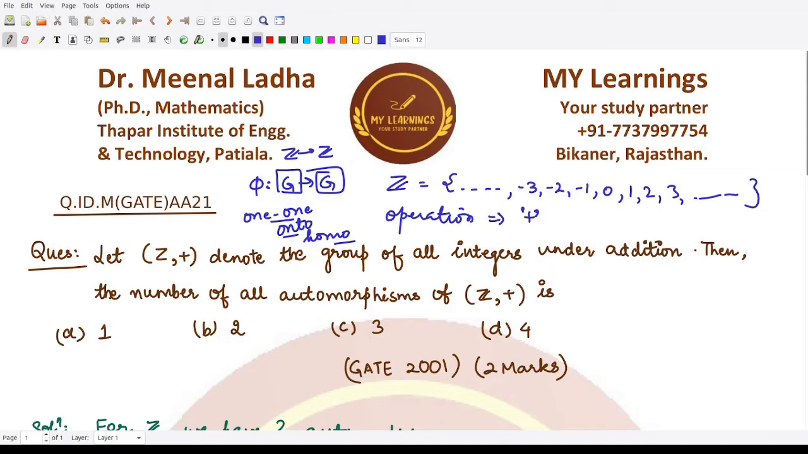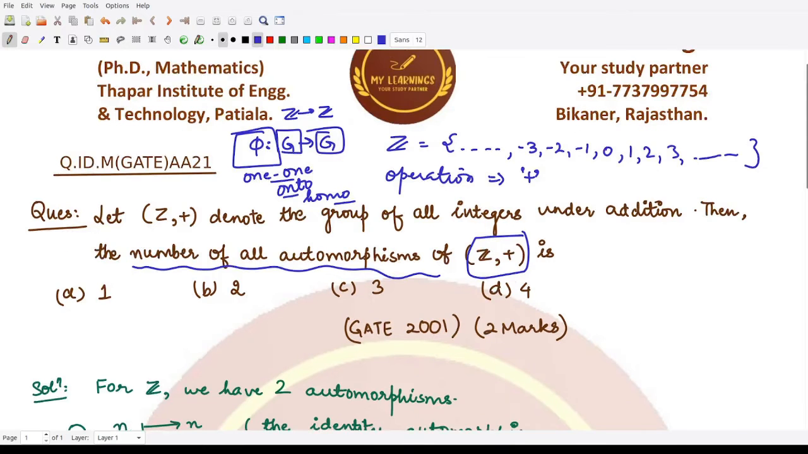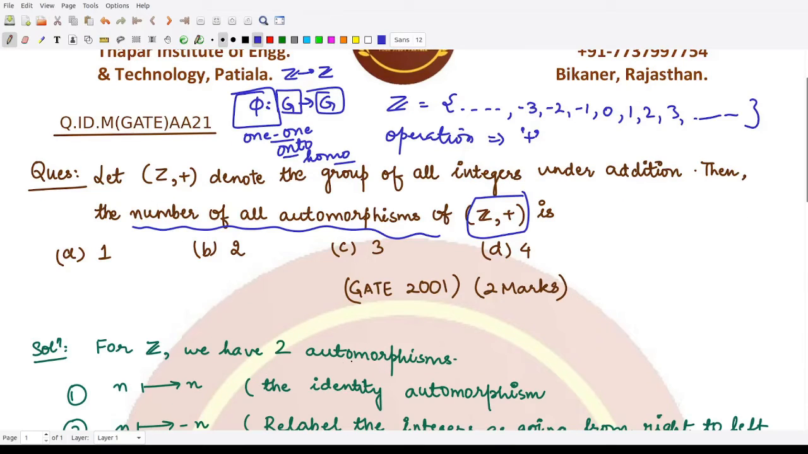So we need to define how many such mappings would be there in this case. What will be the number of all the isomorphisms on this particular group? This is the question. Here we are saying the number of automorphisms is 2, so B is the correct option. Now let's see why this happens.